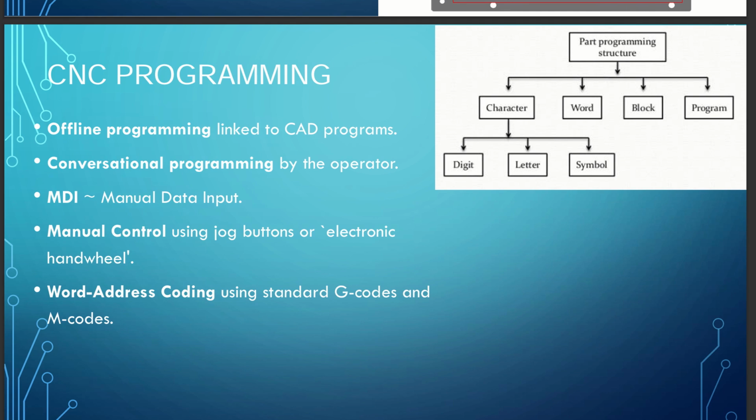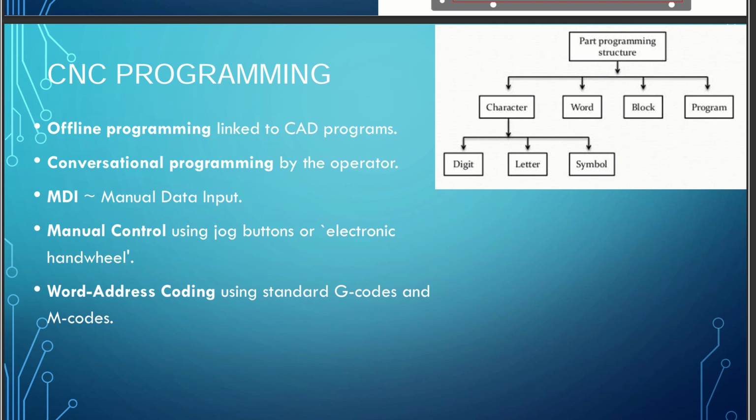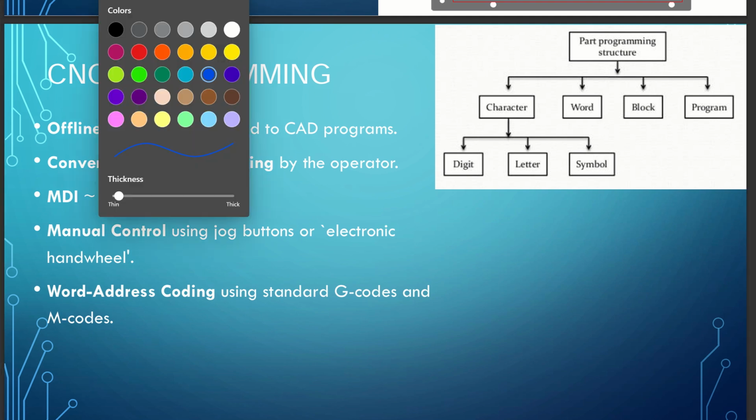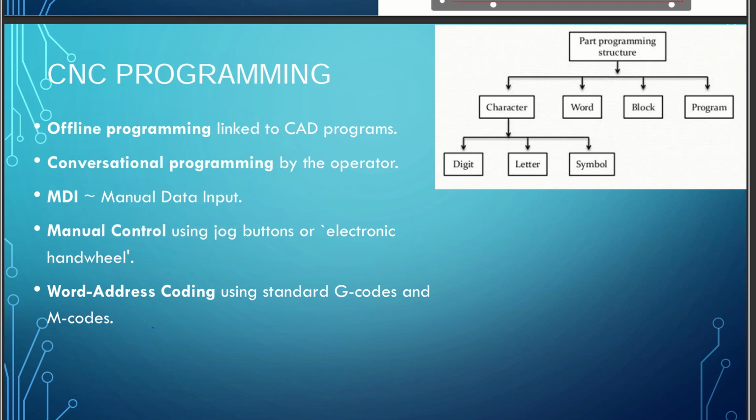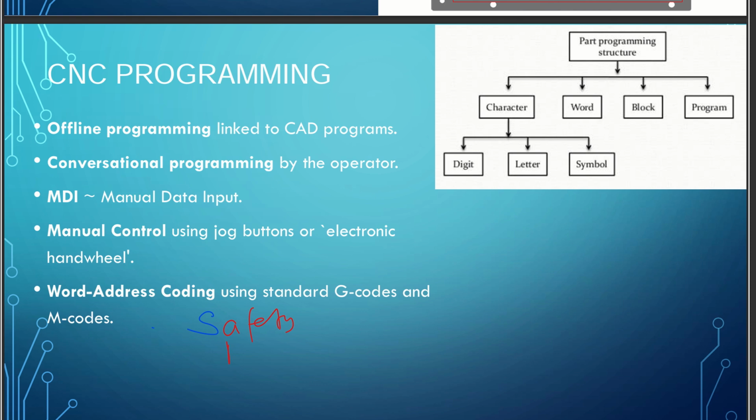A part program must consist of the safety approach, the main part or the body of the program, and then the safety retraction. So this is what it contains.